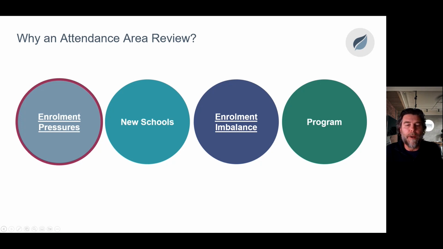And then the last one is program. So if a board has, for example, a French immersion program, and they are looking to either expand that program or offer it in a different way or change the boundaries of that program, that's another reason why a school board might do a boundary review. In the case of this review, and like I mentioned a couple of minutes ago, it's a citywide review, fairly complex, a lot of schools involved. And the other thing is that all of these reasons about why a school board might do a boundary review are present in some form in the City of Oshawa review.